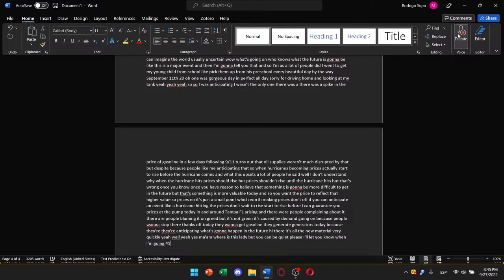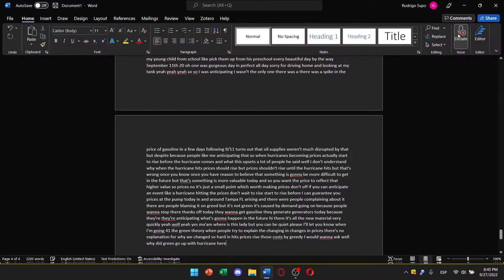The greed theory: when people are trying to explain the changes in prices, there's no explanation for why greed changes, right? So hurricane hits, prices rise. Oh, it's caused by greed. I would want to ask, well, why did greed go up when the hurricane hit? And that's what I'm saying. Make sense? All right, I'm done.